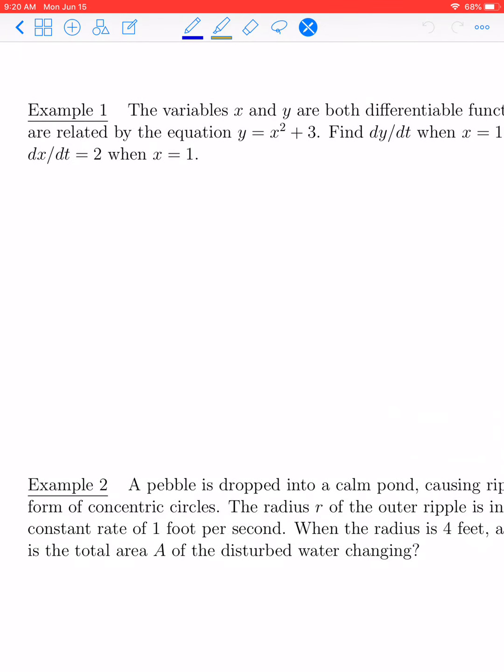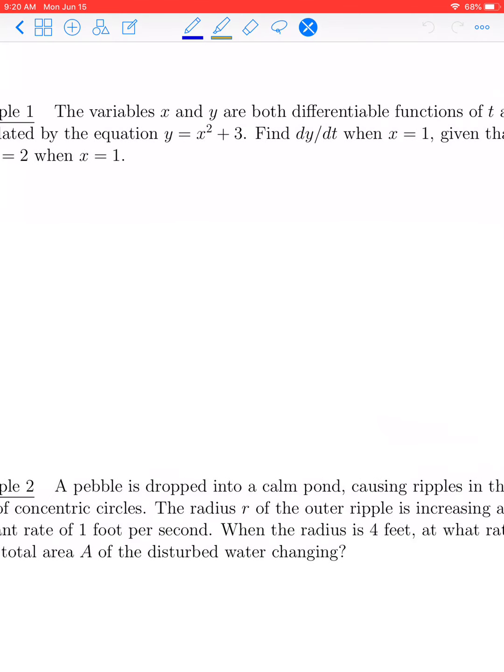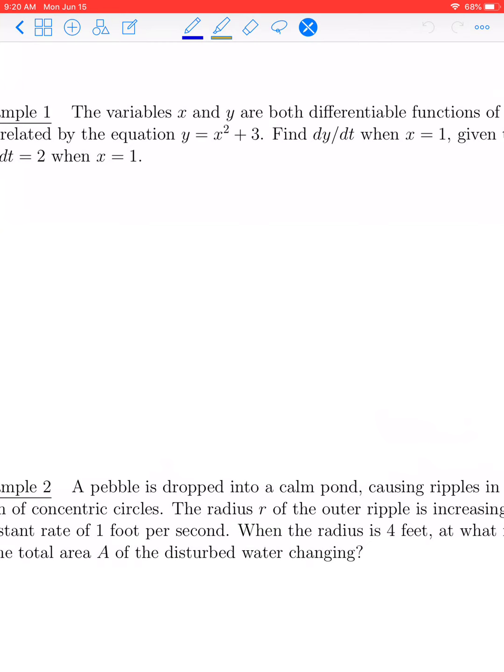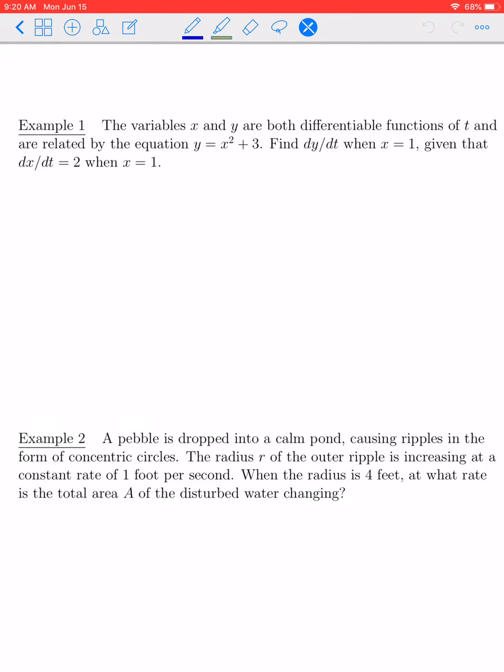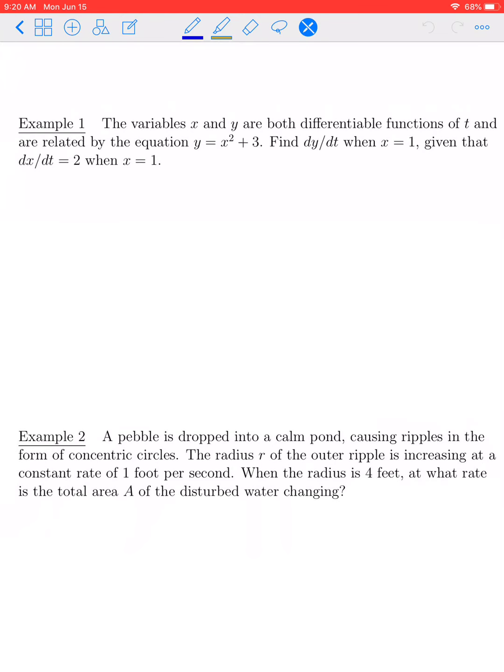Let's take a look at example 1. Both x and y are differentiable functions of t, and we know that y and x are related via the equation y equals x squared plus 3. We're asked to find dy/dt when x equals 1, given that dx/dt is equal to 2 when x equals 1. So this is a pretty typical related rates problem.